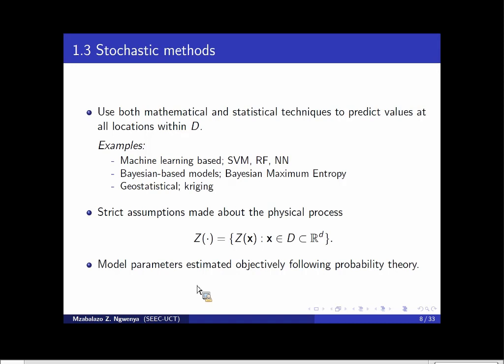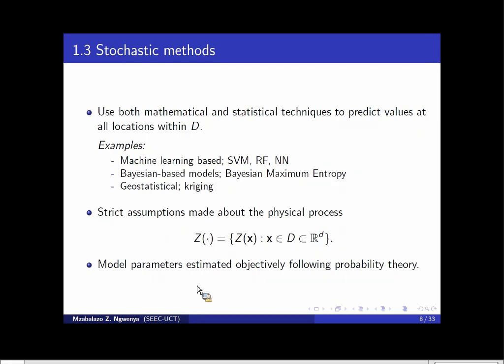There are generally 4 classes, although I've only just given 3 here. There's your machine learning based methods, such as your support vector machines, random forests, and neural nets. There are your Bayesian methods, such as your maximum entropy. Then there's your classical stats methods, which is basically regression on the coordinates. Then there's also geostatistical methods, namely kriging.